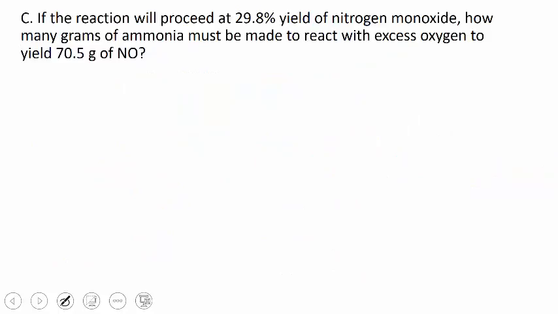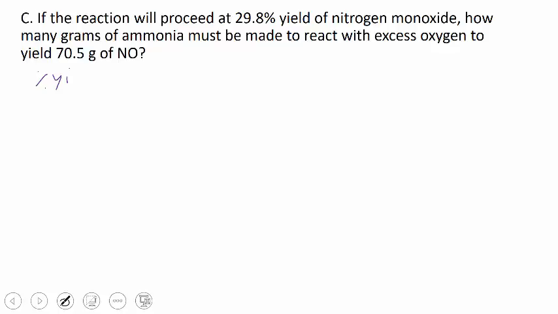Now let's look at part C. If the reaction will proceed at 29.8% yield of nitrogen monoxide, how many grams of ammonia must be made to react with excess oxygen to yield 70.5 grams of nitrogen monoxide? So again, let's first of all write the equation for percent yield. Once we have the equation, it would be easier to see what we're solving for.